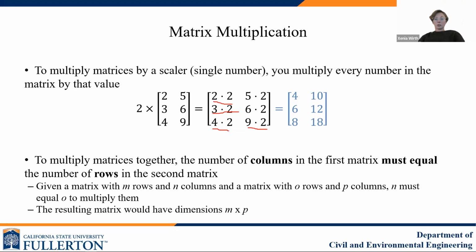However, to multiply matrices together, it gets a little more complicated. First, there's a very specific rule to follow. The number of columns in the first matrix must equal the number of rows in the second matrix. Given a matrix that has m rows and n columns, and another matrix that has o rows and p columns, the n value in matrix 1 must equal the o value, or the number of rows in matrix 2. And then the resulting matrix would have dimensions m times p.